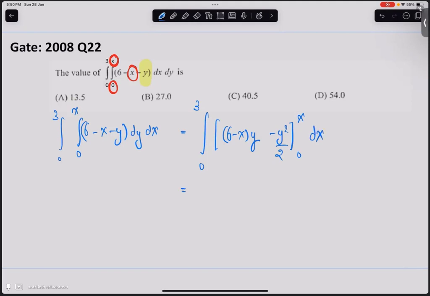Okay, so what do we have to do? We have to first put the value x and then 0. So the final outcome of this expression is going to be (6 minus x) into x minus x square by 2, dx. So this is the result of the first integration.